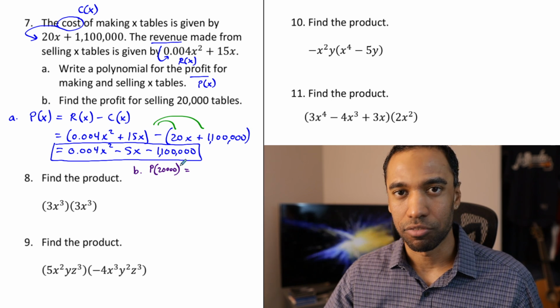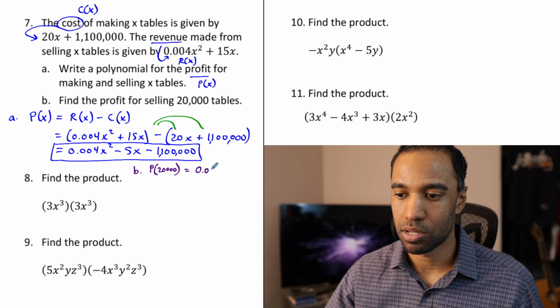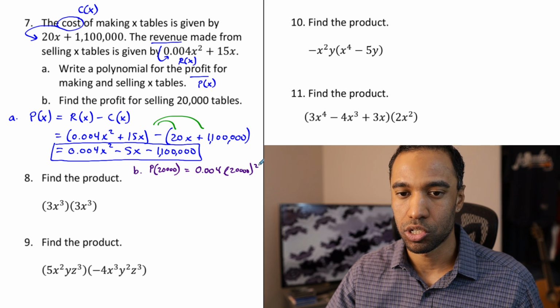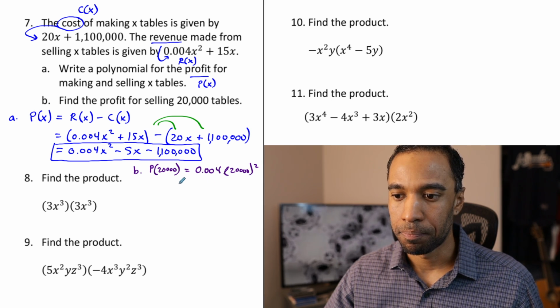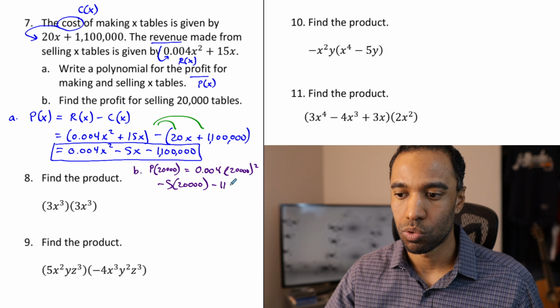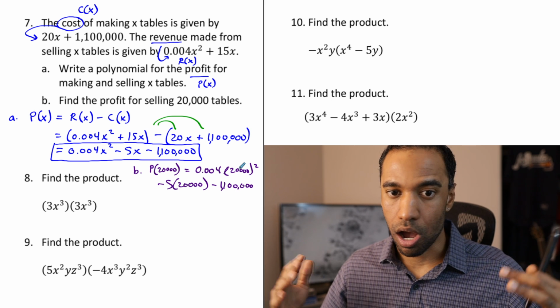So the profit of selling 20,000 tables is going to be 0.004 times 20,000 squared, minus 5 times 20,000, minus 1,100,000. Boom, like that. Okay, this is where all of us go to a calculator.